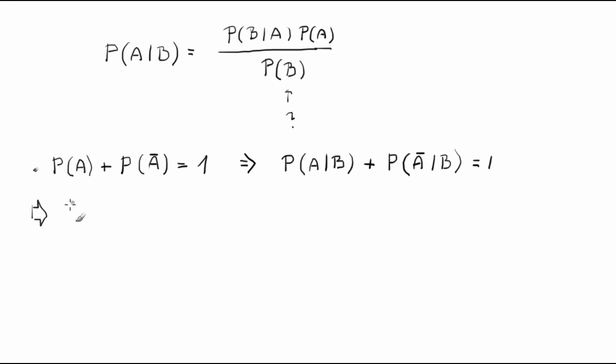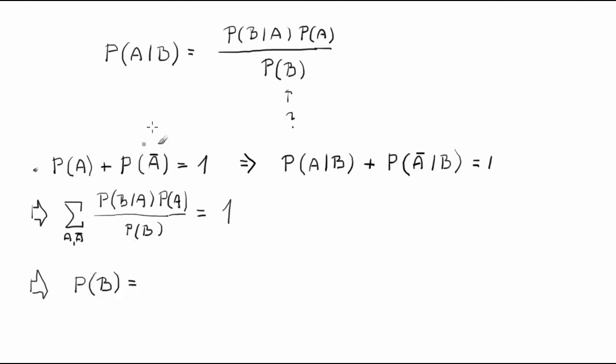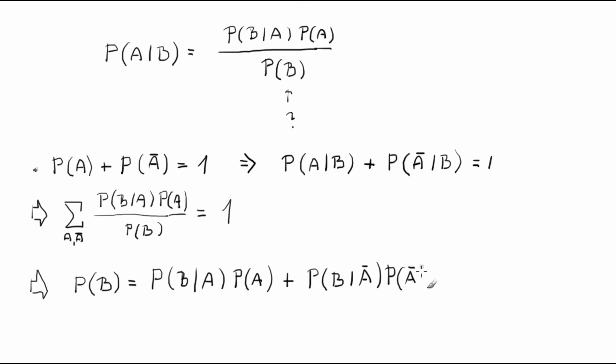If we apply this identity to the right-hand side of the Bayesian formula, we see that the sum over all possible values of A of the ratio P of B given A times P of A over P of B must equal 1. Because the denominator of this ratio does not depend on A, the sum actually only applies to the numerator. From there, we can get an explicit formula for P of B. P of B equals probability of B given A times probability of A plus probability of B given not A times probability of not A. So you can see that the denominator in the Bayesian formula can always be calculated as a normalization factor for the numerator, where we sum over all possible values of A.